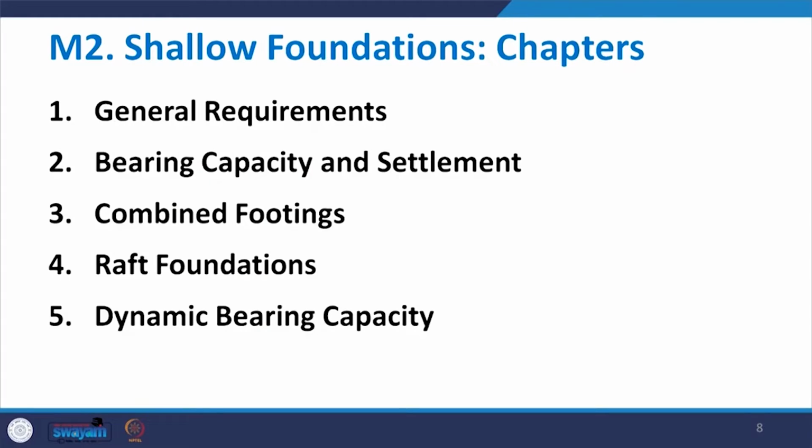In the second module, which is on shallow foundations, there are 5 chapters. The first one will be on general requirements. The second chapter will talk about bearing capacity and settlement. The third one will be on combined footings, the fourth on raft foundations, and the final 5th chapter is on dynamic bearing capacity. All these will be studied in detail.